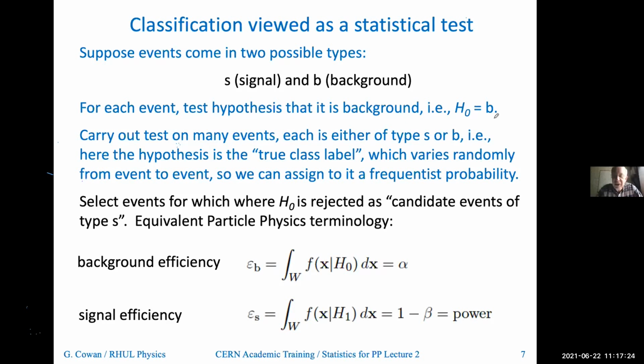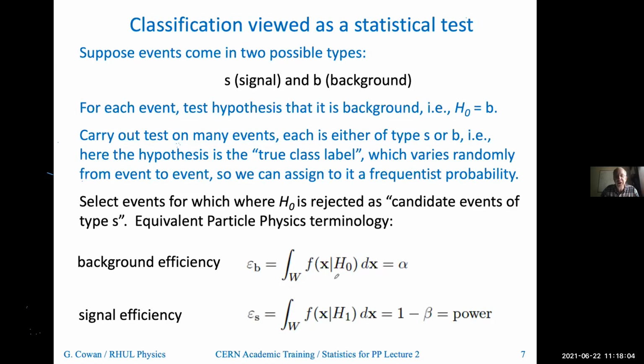So what you can imagine doing in this context is to carry out this type of hypothesis test for every event that you look at. Then if you reject the hypothesis H0, that it is an event of background type, you'd set it aside in your collection of candidate signal events. In other words, rejecting it as background means that you select it as a candidate signal event. And so in that context, the corresponding particle physics terminology would be, here's the size of the test. That's the integral of the PDF assuming H0 over the critical region.